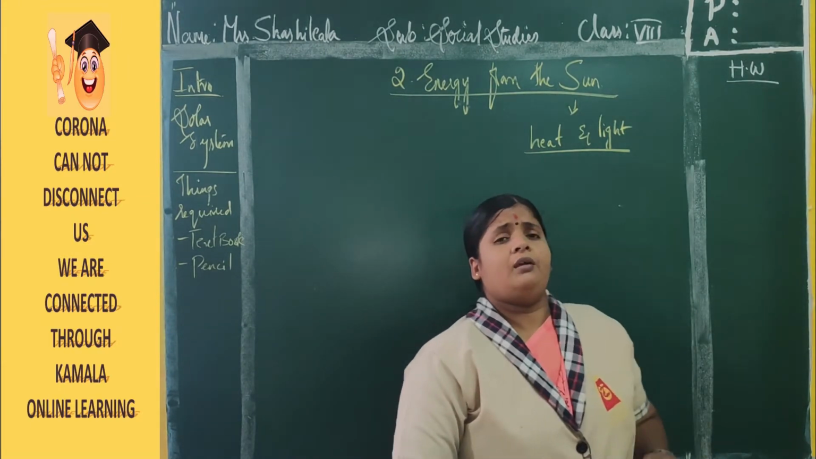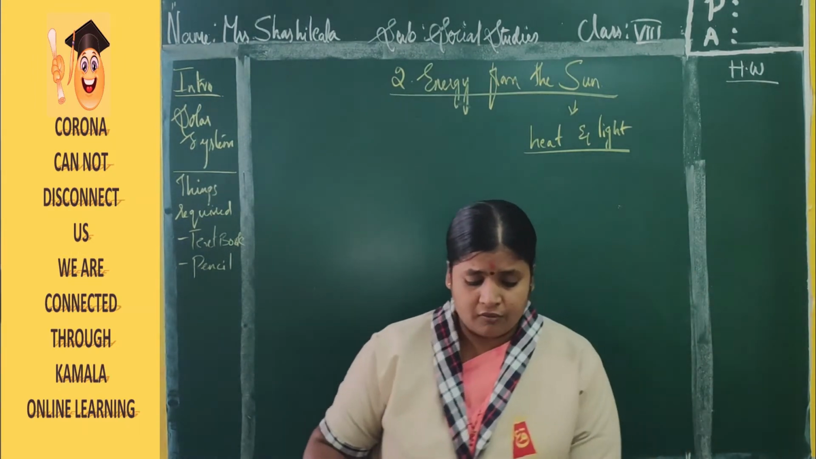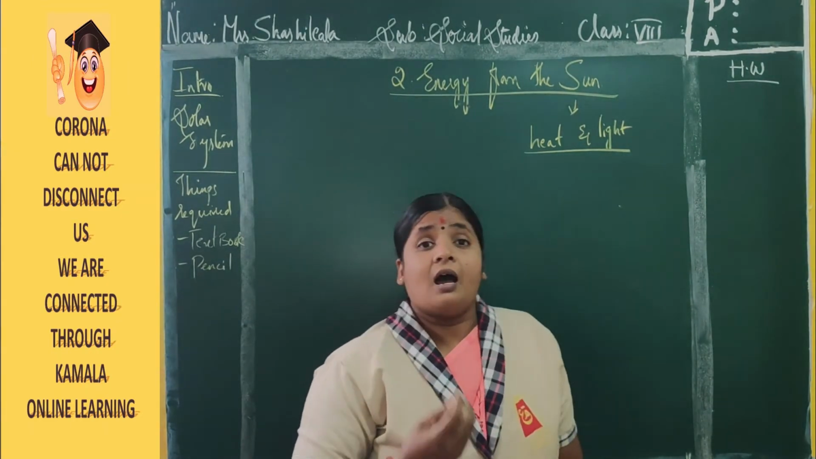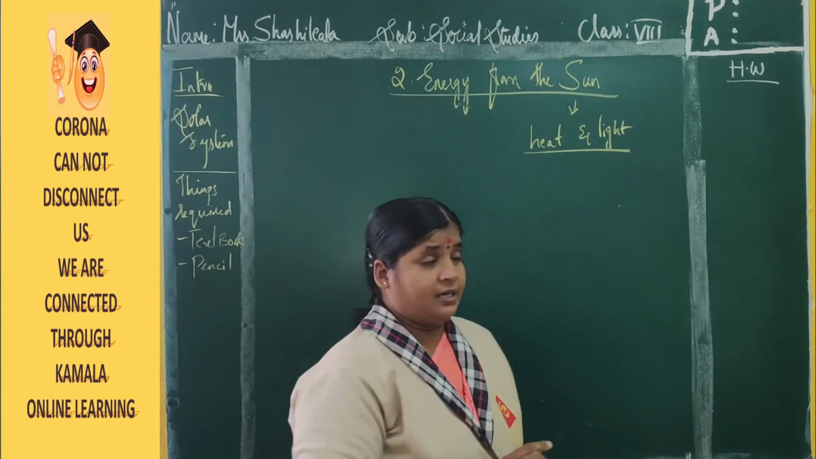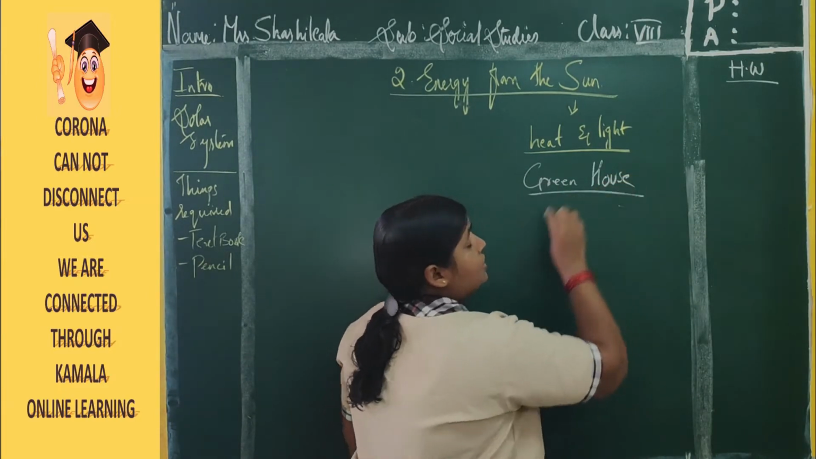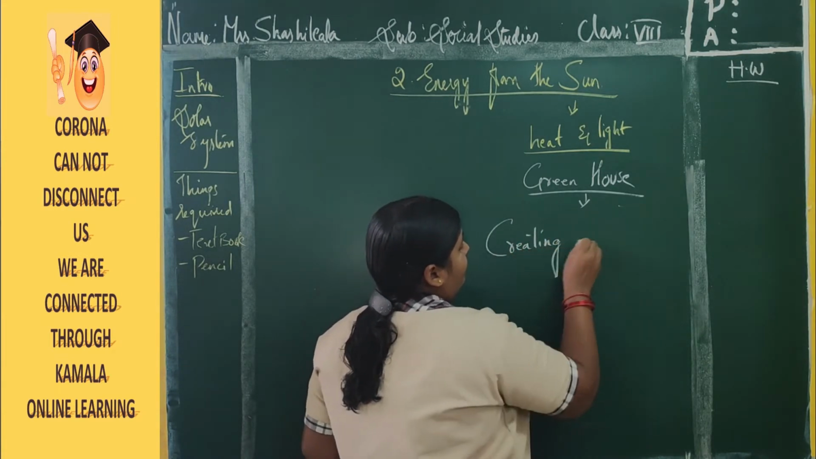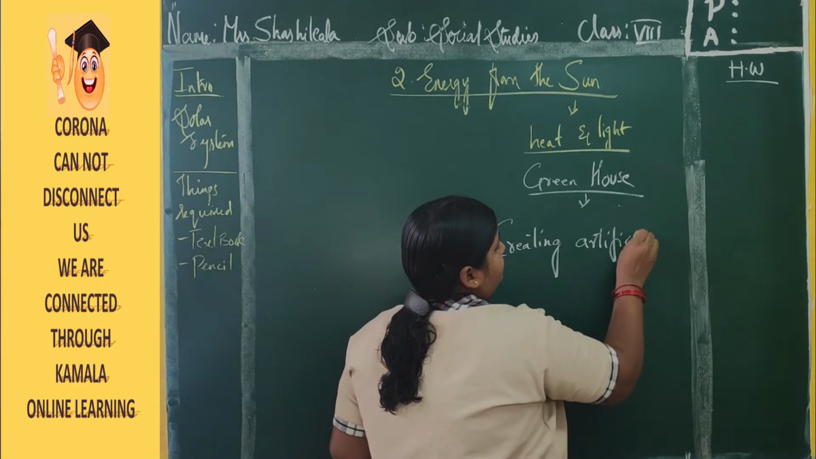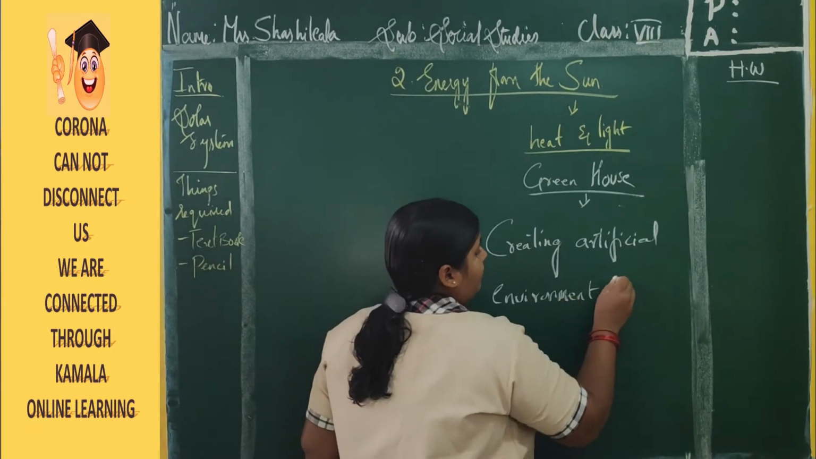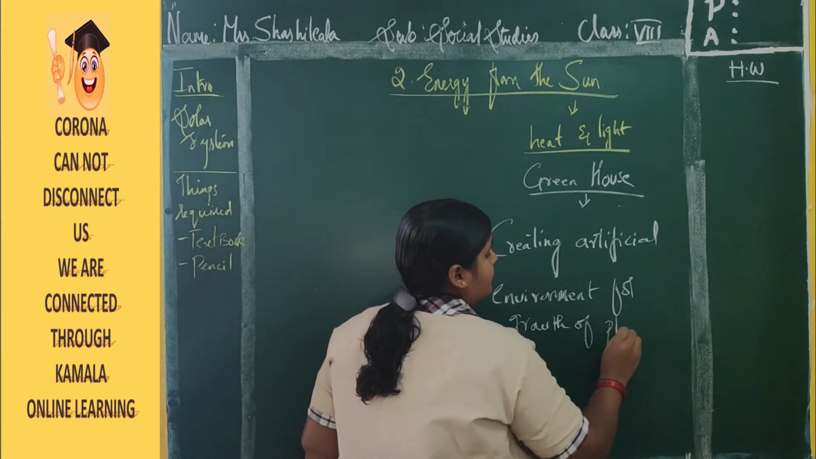Right? So in the same way, in your textbook, page number 19, you can see the greenhouse effect. What is the greenhouse effect here? What is a greenhouse? Greenhouse is nothing but creating an artificial environment for the growth of plants.